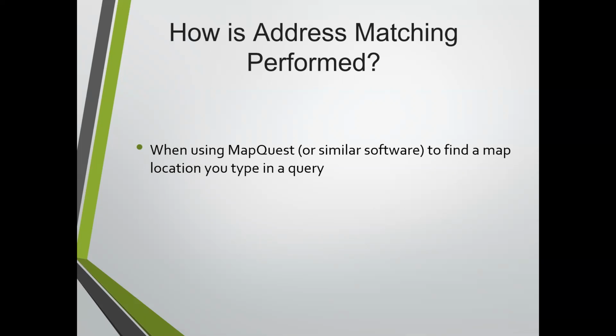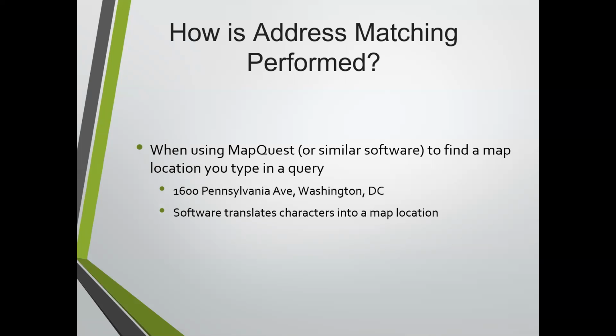Okay, so let's talk about address matching. Address matching is the process where you are trying to find a location out in the real world, and it's basically pinpointing that on a map that you can visualize. With a service such as MapQuest or similar software, you can type in a query and it's going to give you a location. For instance, if we typed in 1600 Pennsylvania Avenue, Washington, D.C., that's typically enough in most databases to get us where we need to go, which happens to be the White House.